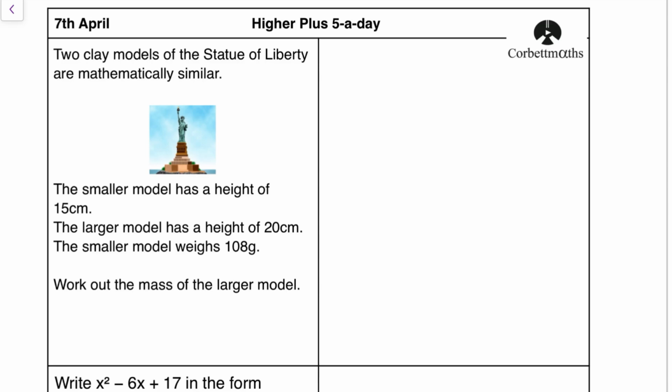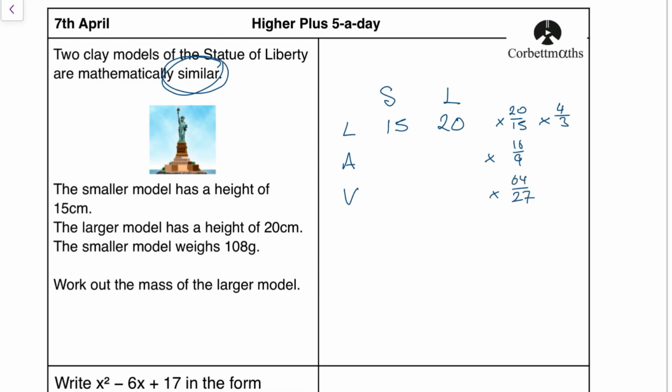So two models of the Statue of Liberty are mathematically similar. There's the key word there, similar. The smaller model, so we're going to do the small model and the larger model, call it small and larger. Then I've got my length scale factor, my area scale factor, my volume scale factor. The smaller model has a height of 15. I'm basically going to fill in as much of the table as I can. The larger model has a height of 20. So that means my scale factor is times 20 over 15, which is the same as dividing by 5, times 4 over 3, which means my area scale factor is 16 over 9, and my volume scale factor is the cube of that, which is 64 over 27.